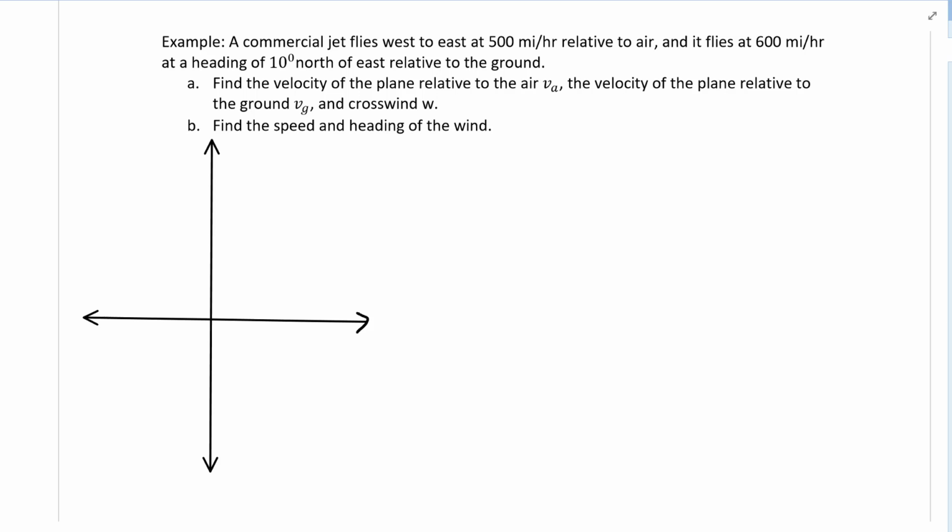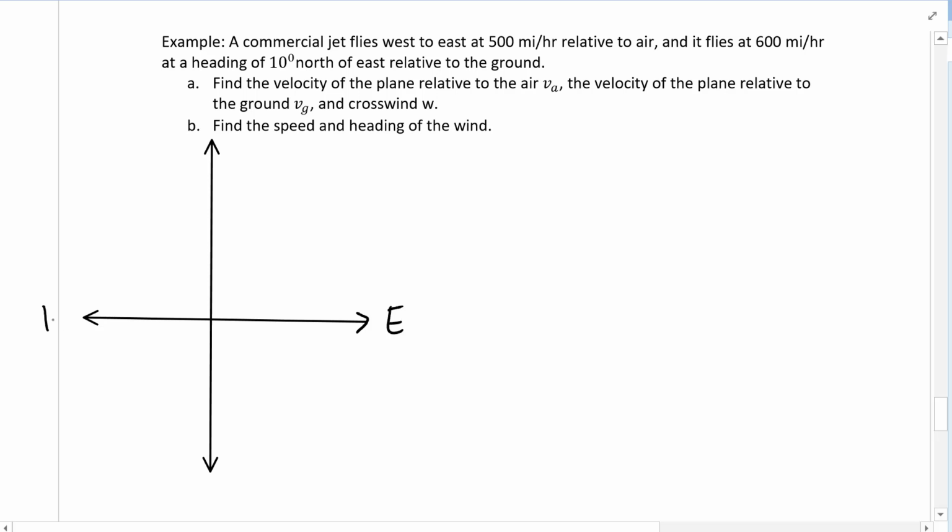Let's solve another example. A commercial jet flies west to east at 500 miles per hour relative to air, and it flies at 600 miles per hour at a heading of 10 degrees north of east relative to the ground. Find the velocity of the plane relative to the air VA, the velocity of the plane relative to the ground VG, and crosswind W. Find the speed and heading of the wind. So let's make a picture of this.